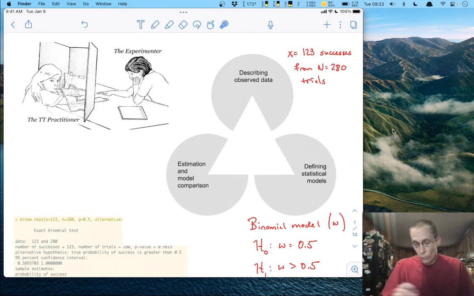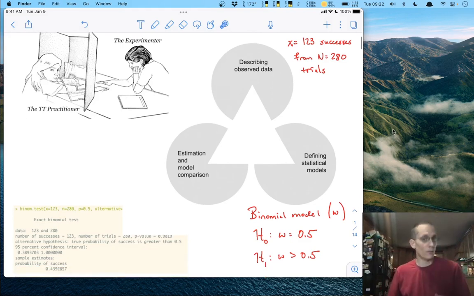So what we did in Lecture 1 was we developed the so-called binomial model. The binomial model simply links the idea of counting successes out of binary trials to the probability of getting a certain number of successes. It has one parameter, so it's a really simple model. That parameter is W, and remember, W represents the probability of success on any one trial. The idea is we've observed some data.